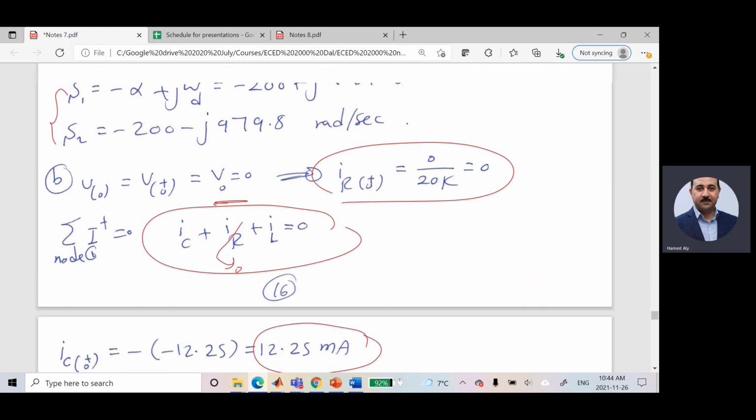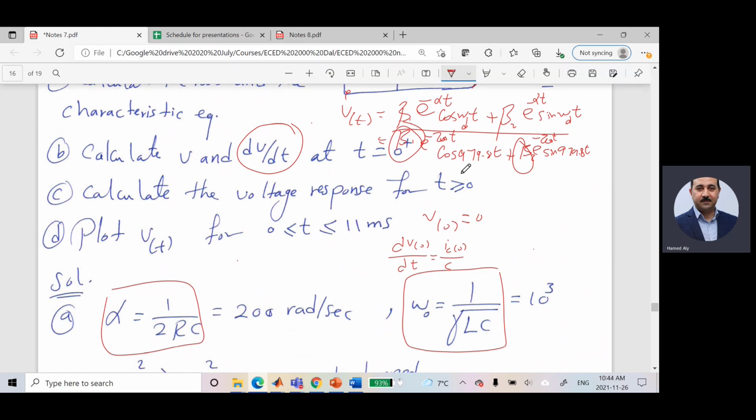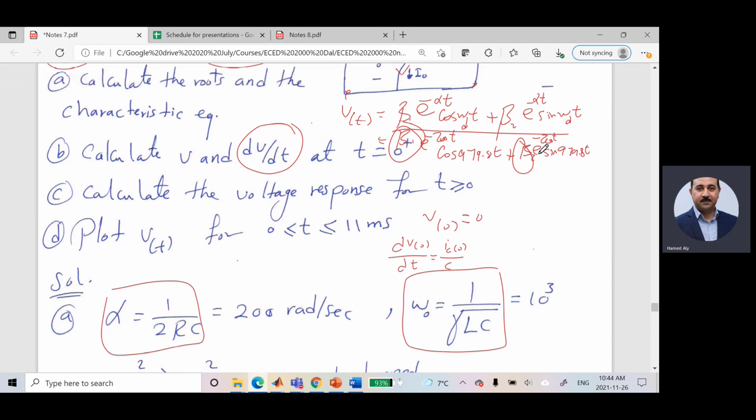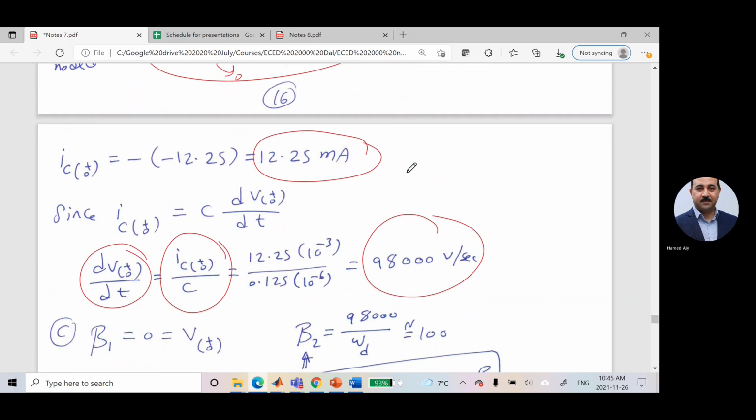What you have here is v of t equal to beta 1 e to the power negative alpha t times cosine plus beta 2 e to the power negative alpha t times sine. For t equal to 0, sine 0 is equal to 0, right? So this term will be 0. And cosine 0 is equal to 1, and e to the power 0 is equal to 1, which means v of 0 is equal to beta 1. And v of 0 is equal to 0. So beta 1 is equal to 0. And this is what I did here. I said beta 1 is equal to 0.